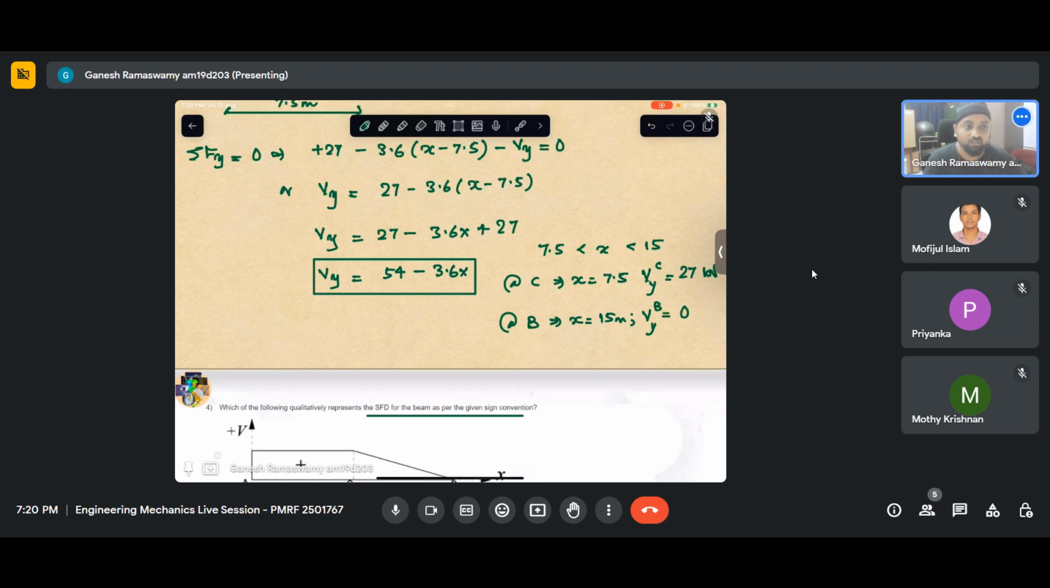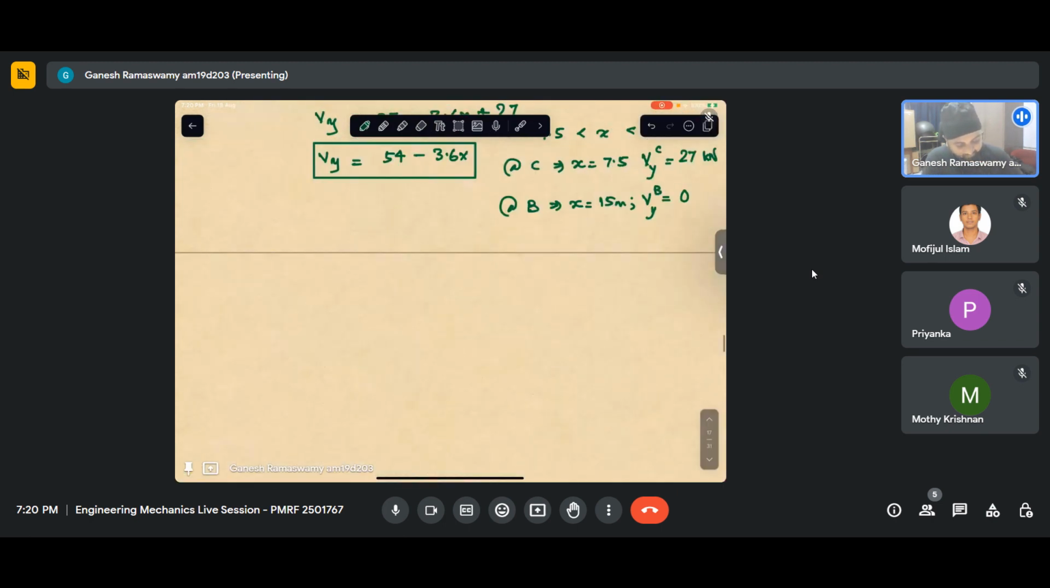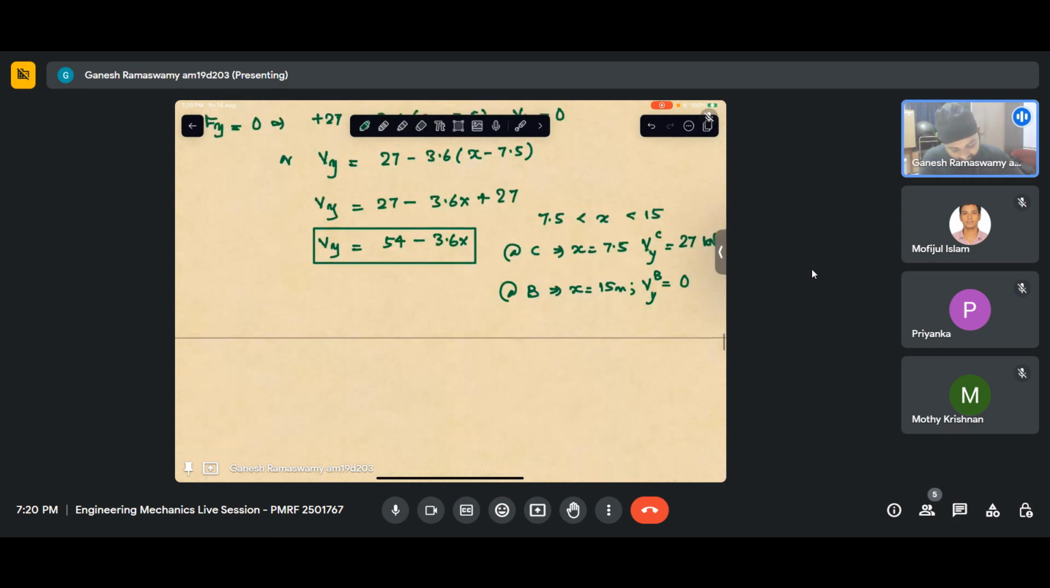Because when we plug in x as 15, 3.6 into 15 is 54. So we have got the shear force variation. Fine. Let us go ahead and solve for the moments also.